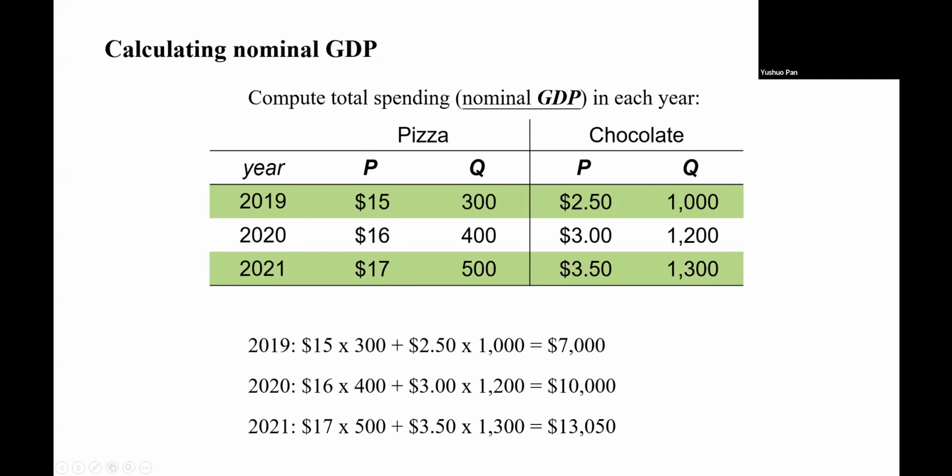How to calculate the increase rate? You use the second number, the nominal GDP in the second period, minus the nominal GDP in the first period, and divided by the nominal GDP in the first period. That's the increase rate. The answer is over here. So when we talk about the nominal GDP, that's the increase rate. So we are going to use it later.